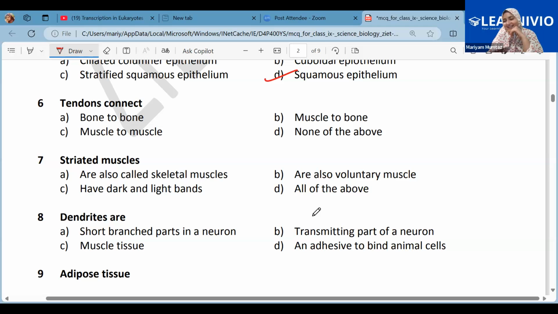Unmute and speak, Sarah. I can't hear you when you lip sync. And ligament. Yes, ligaments connect bone to bone. Very good. So tendons would connect muscles to bone, right? Now, striated muscles, they are also called skeletal muscles. They have dark and light bands. They are also voluntary muscles. What is the answer?